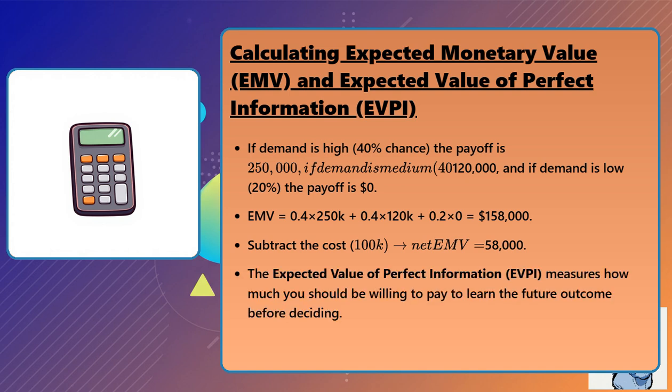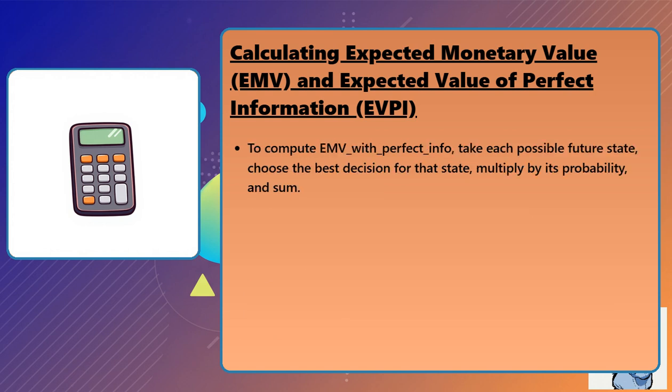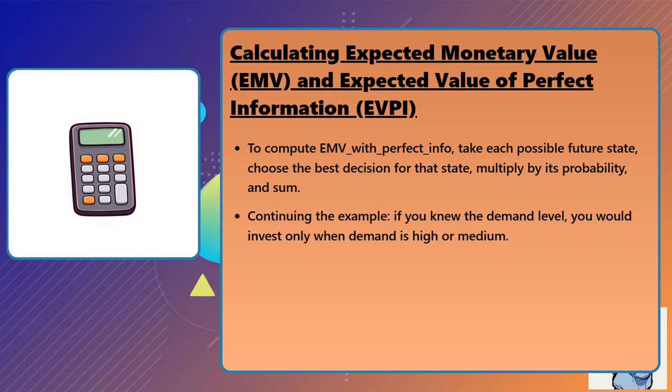The expected value of perfect information, EVPI, measures how much you should be willing to pay to learn the future outcome before deciding. EVPI equals EMV with perfect info minus EMV without perfect info. To compute EMV with perfect info, take each possible future state, choose the best decision for that state, multiply by its probability and sum.